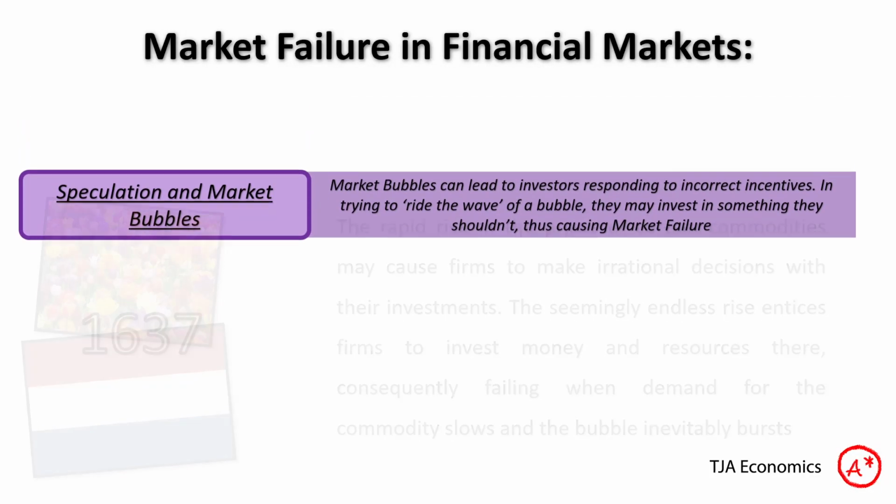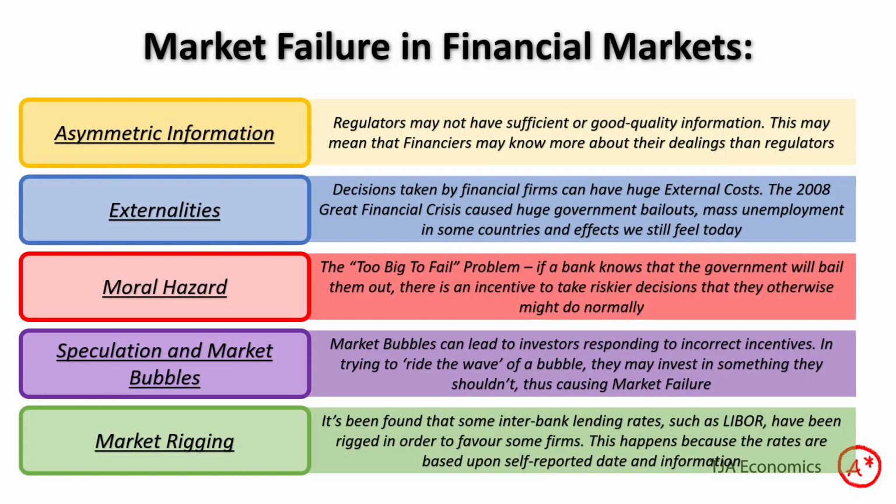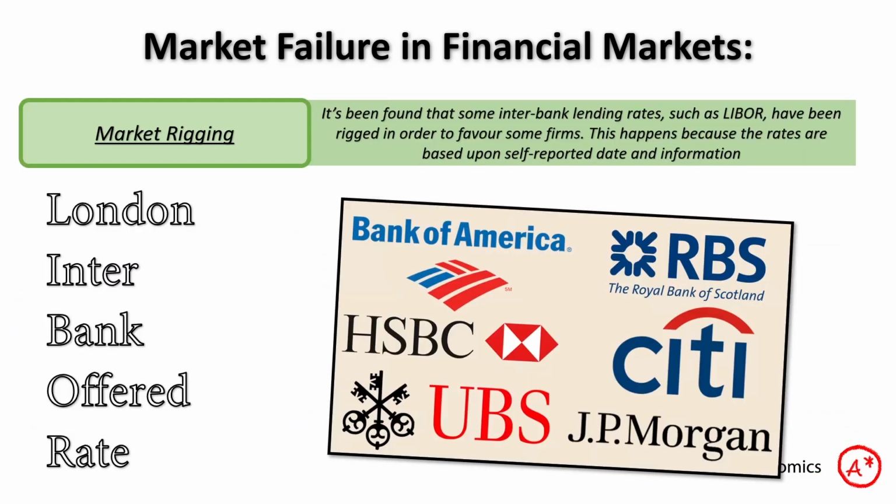And then lastly, market rigging. The London Interbank Offered Rate is a rate that is recorded in financial markets. What it is, is that banks will report how much they are paying to borrow money. And so it's called the interbank offered rate because it's how much they are paying to borrow off each other. And if you have a lower rate, it suggests that you're more financially secure than you are.